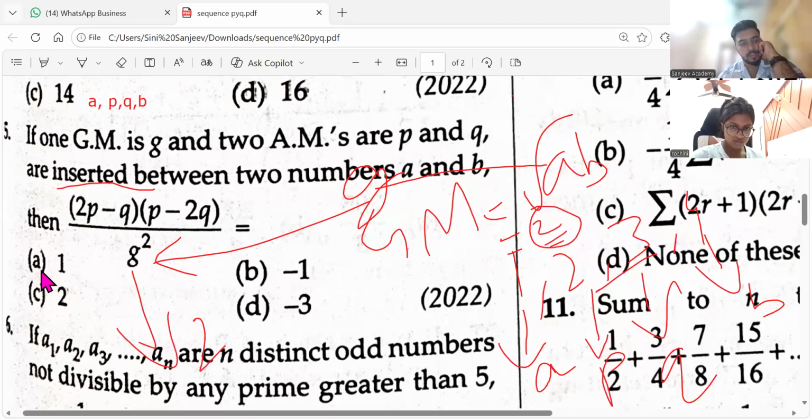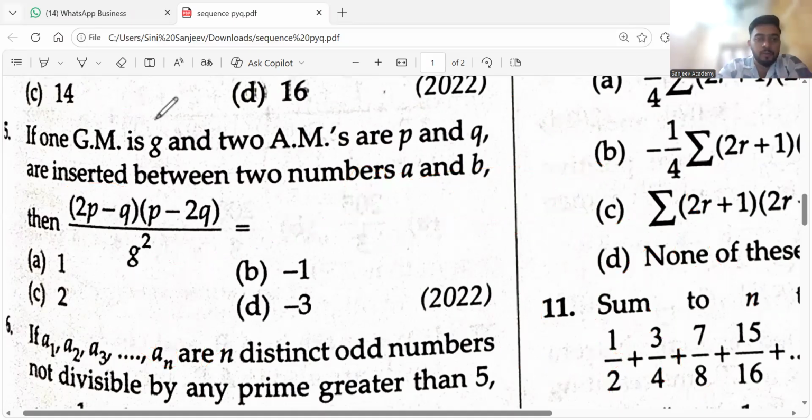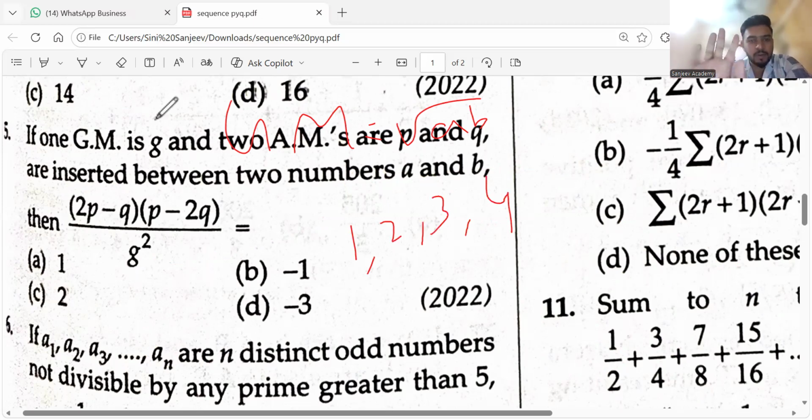Simple only. Geometric mean is root AB. I hope you know that formula. So I'll take a simple sequence 1, comma 2, comma 3, comma 4. Just now I told about arithmetic mean, right? So 1 plus 3 by 2 will definitely give me the arithmetic mean 2. This is my P and this is my Q. Up to this you understood?